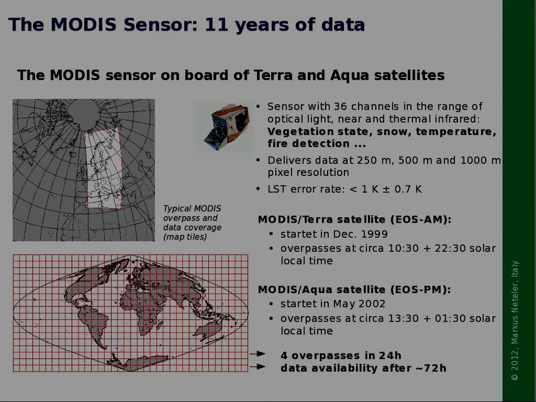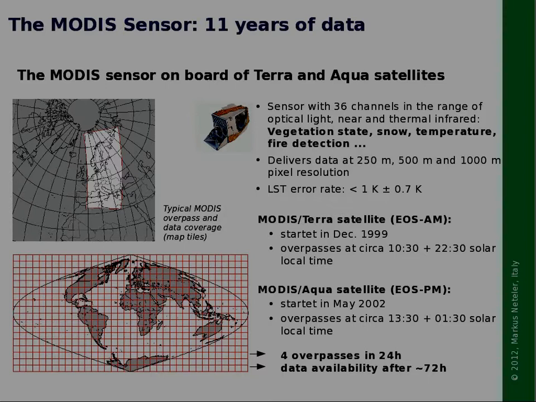The MODIS sensor is of global relevance to public health and also other sectors. The situation is that the MODIS sensor offers 36 channels in the range of optical light, near and thermal infrared. From these, the aforementioned 40 products are generated. It's a strictly hierarchical system from a spatial point of view, and data delivery is taking place at 250 meter, 500 meter and 1 kilometer pixel resolution. In terms of land surface temperature, the error rate is below 1 Kelvin, which is very precise.